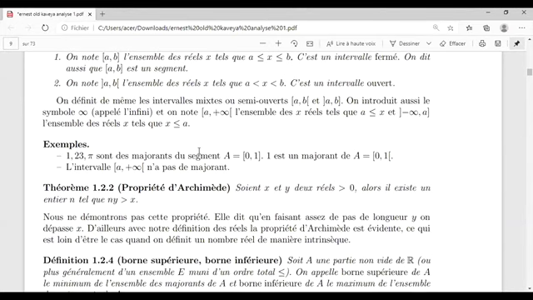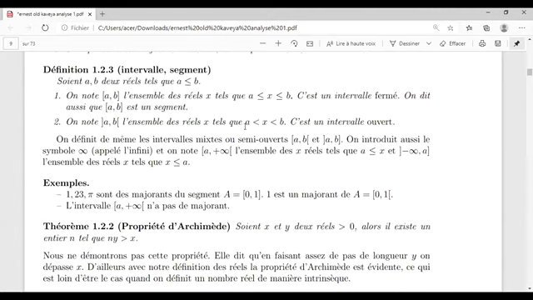Questions? Yeah, there's a question here. I don't really understand what you mean by closed interval and open interval. A closed interval. Closed intervals, look at this.